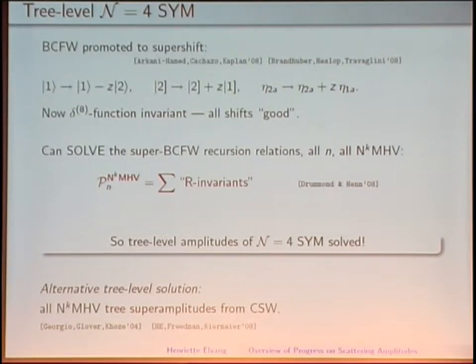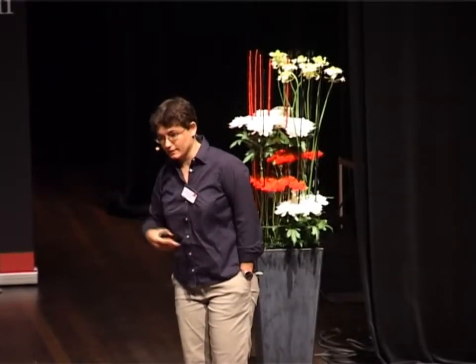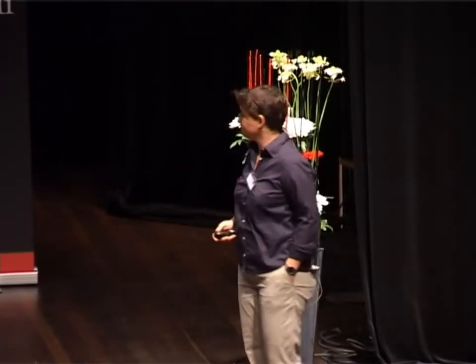Now, let me just mention that there's also an alternative form of these superamplitudes in N=4, and that is you can promote the CSW expansion to a superamplitude expression, and that allows you to get a completely different form of all the different tree-level superamplitudes. So you might be puzzled, why are there these different forms of the amplitude? Well, actually, this is something that might have a geometric interpretation, and that's one of the things I'm going to come to.